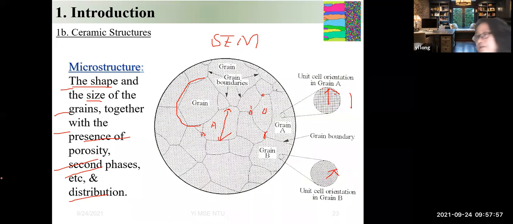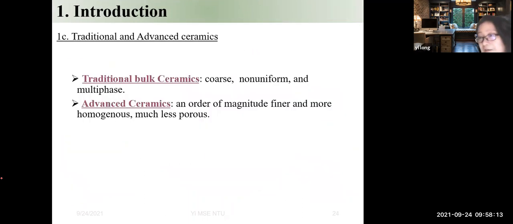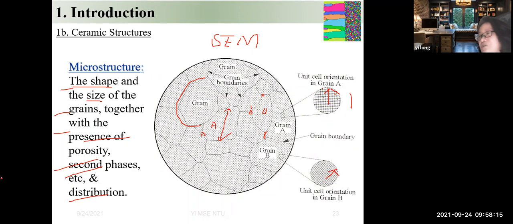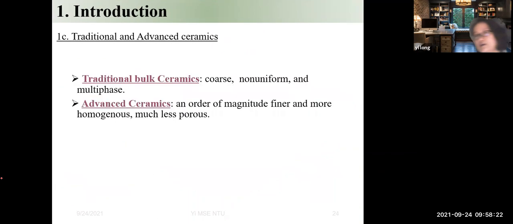Okay, so this is the microstructure range. You can say this is almost the biggest level already, because the next level is macro, what your eyes can see already. Everything here is still at the micron level. Okay, so far we have finished the different levels of structures of ceramics. Okay, so let's move on.